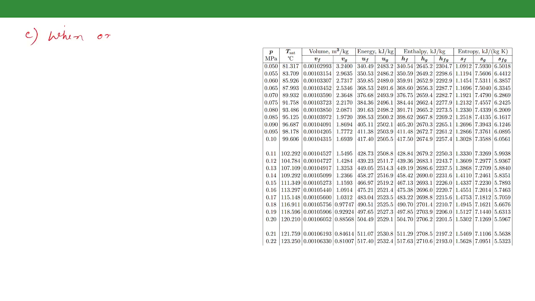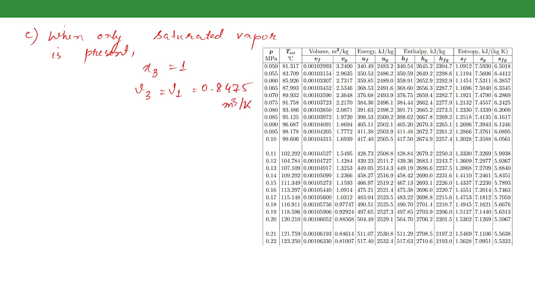Okay, so you see here x3, when only saturated vapor is present, then x3 is equal to 1 and v3 is equal to v1. So this is basically 0.8475 meter cube per kg. So since it is saturated vapor, this v3 value will be vf plus 1 into (vg minus vf) is equal to 0.8475, or ultimately it will be the value of the saturated vapor phase. Vg is 0.8475. Okay.